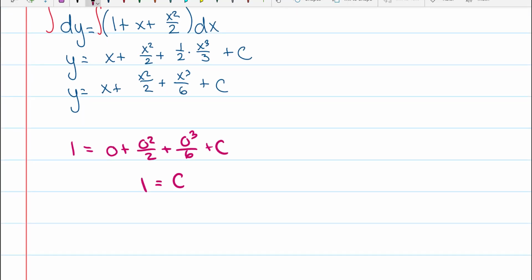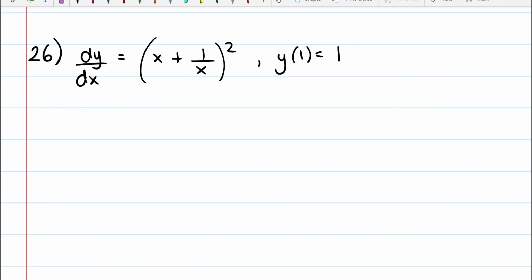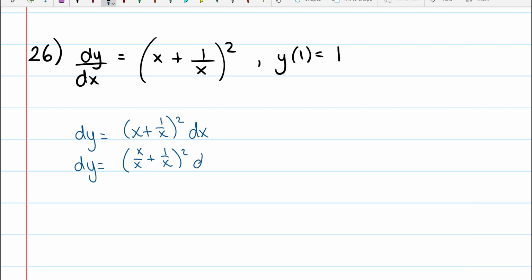And then all we have to do is rewrite it using our initial condition. So y is equal to x cubed over 6 plus x squared over 2 plus x plus 1. Moving on to number 26, we're going to get the dx to the other side. We get dy is equal to x plus 1 over x squared dx. I'm going to combine these fractions. So this is going to be x over x plus 1 over x squared. So dy is equal to x squared plus 1 over x quantity squared dx.